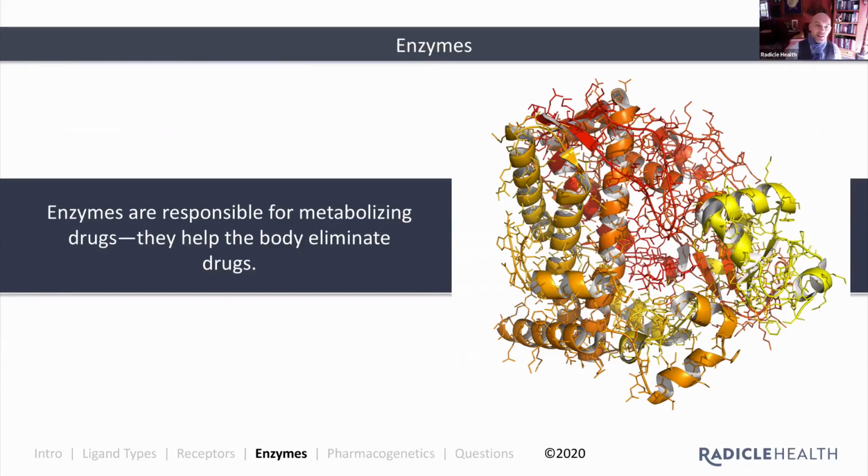So where cell receptors are transmitting signals from outside the cell to inside the cell, enzymes are responsible for catalyzing reactions in the body. So that means that they're accelerating the conversion of one substance, sometimes called a natural ligand or a substrate, into another substance, the product of that reaction. So enzymes really are mostly responsible for metabolizing our drugs. They help the body eliminate drugs, and they do that mostly through making chemical compounds more water soluble.